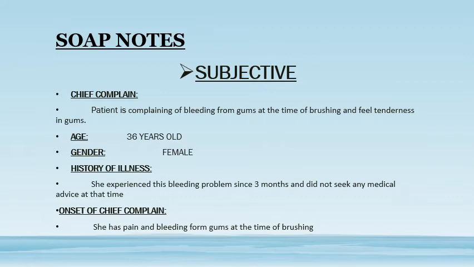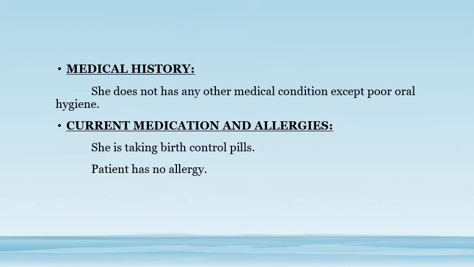History of illness is that she has experienced this bleeding problem for 3 months but did not seek any medical advice at that time. Onset of the chief complaint is that she has pain and bleeding from the gum at the time of brushing. Now the medical history of the patient. She does not have any other medical condition except poor oral hygiene. The current medication and allergies: she is taking the birth control pill and has no allergies.